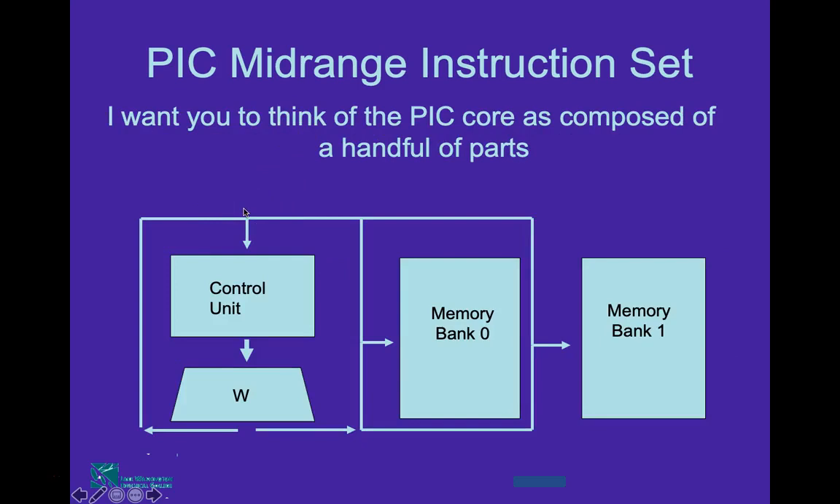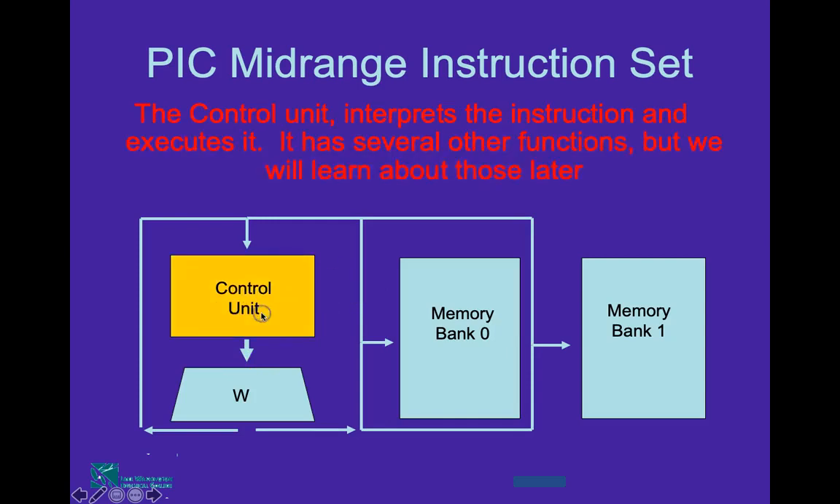On this slide you see we have a control unit, and then we have a working unit register. We have a memory bank 0, memory bank 1. So let's understand what each of these means. This control unit basically represents the instruction, and it interprets the instruction and executes them. It has several other functions also, but we are going to learn that later. For now, just understand this control unit is the main unit which interprets the instruction and executes them.